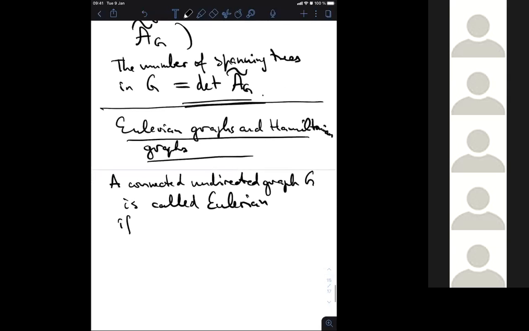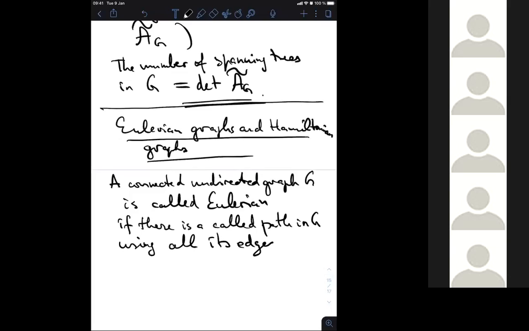If there is a closed path in G using all its edges. In other words, you can start at some vertex and make a closed path in the graph using all its edges exactly once. So what is a basic example of a thing like this?